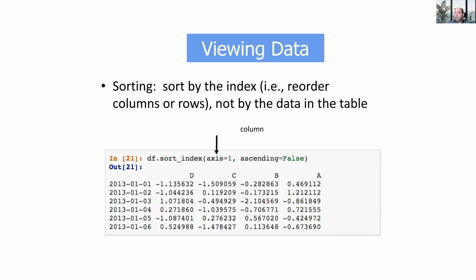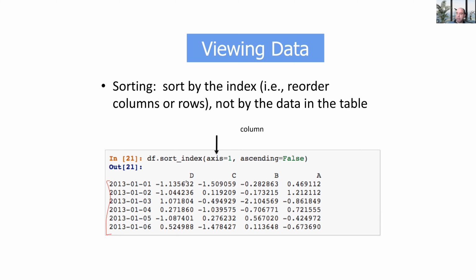Other important methods that we will want to use: sorting. I want to sort the data. I can sort over axis 0 or axis 1. Now, in axis 0, this is already sorted, right? I put the dates in the order that I want them. But let's say I want to reverse the order of the columns, D, C, B, A instead of A, B, C, D. So what I will do is sort index, sort by the index, not by the values.